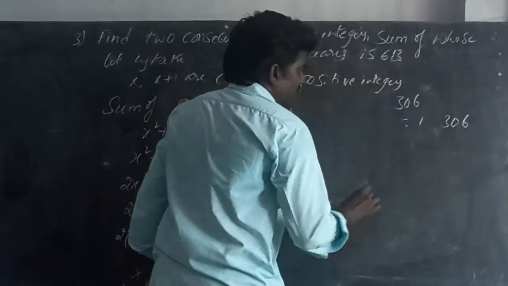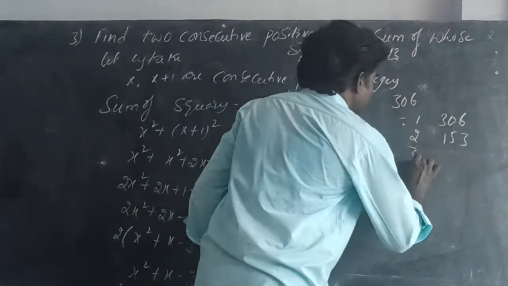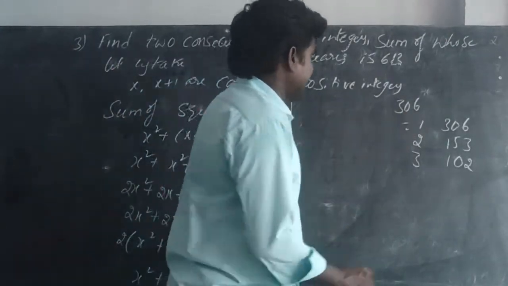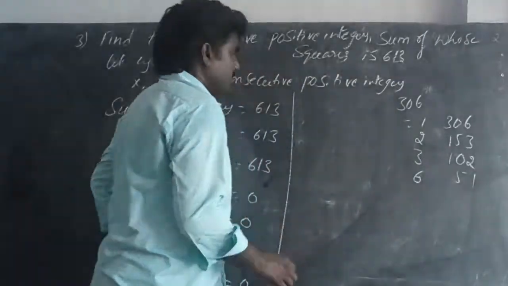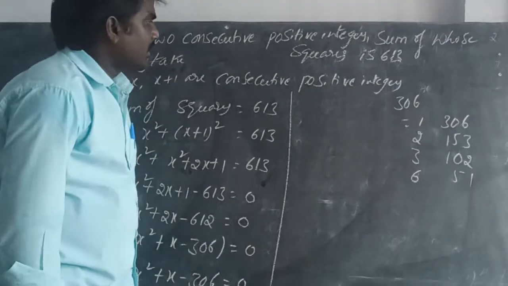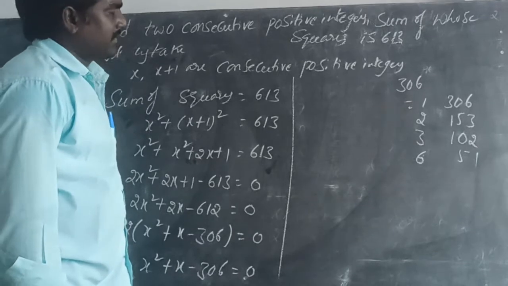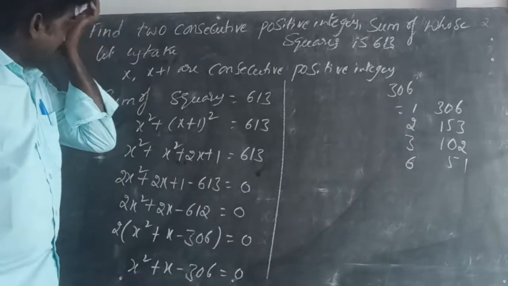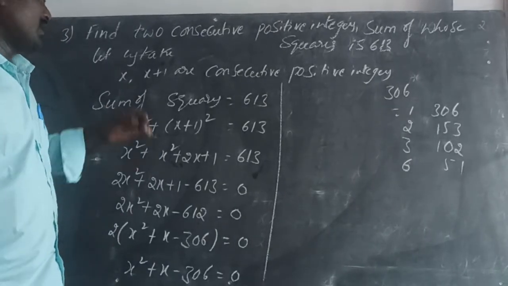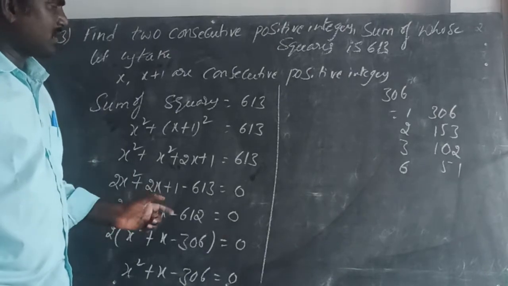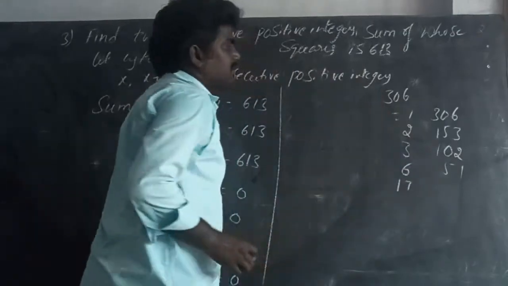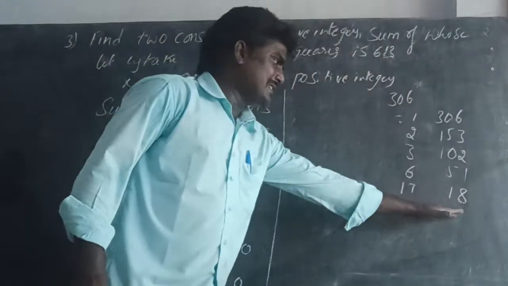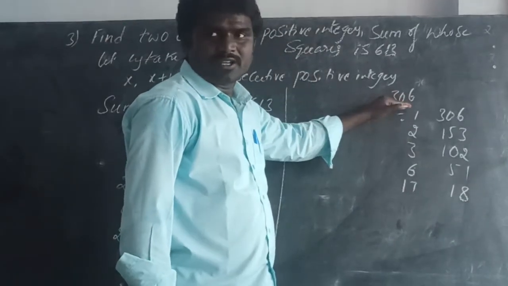1 into 306, 2 into 153, next 3 into 102. 4 does not divide, 5 does not divide, 6 into 51, 7 not divisible, 8 not divisible, 11 not divisible, 12 not divisible, 13 not divisible, 14, 15, 16 not divisible, 17. So 17 into 18 is 306.